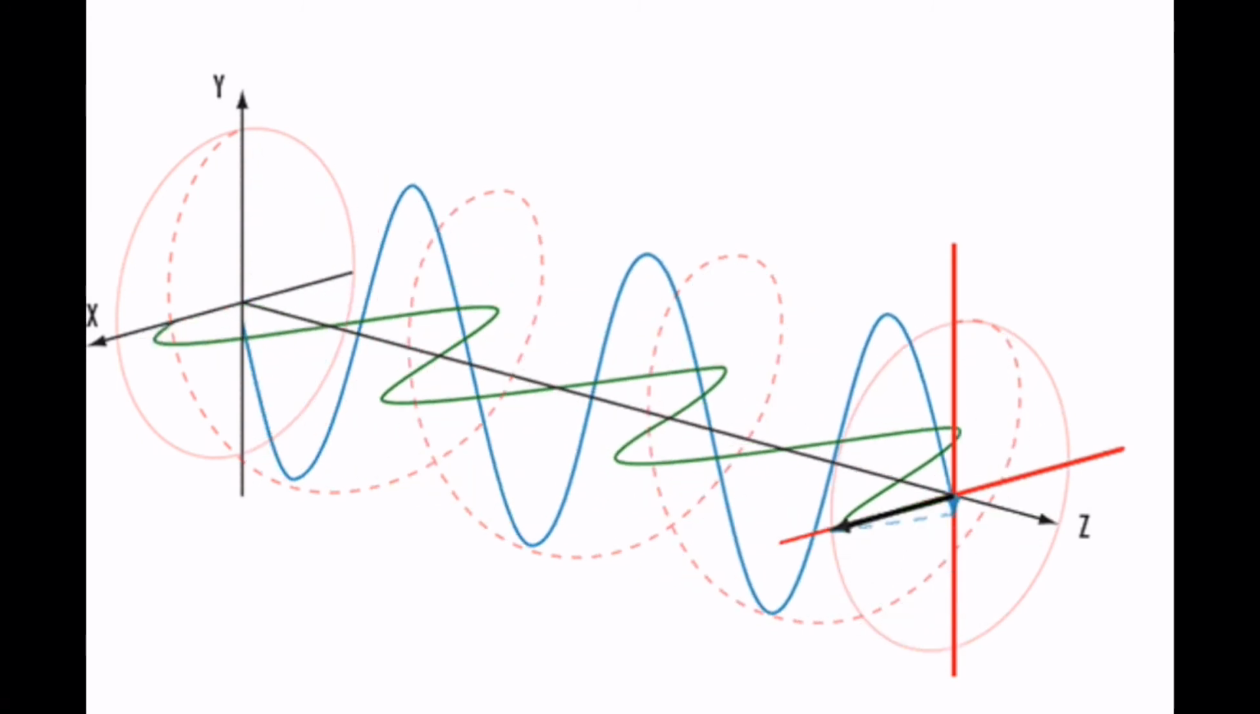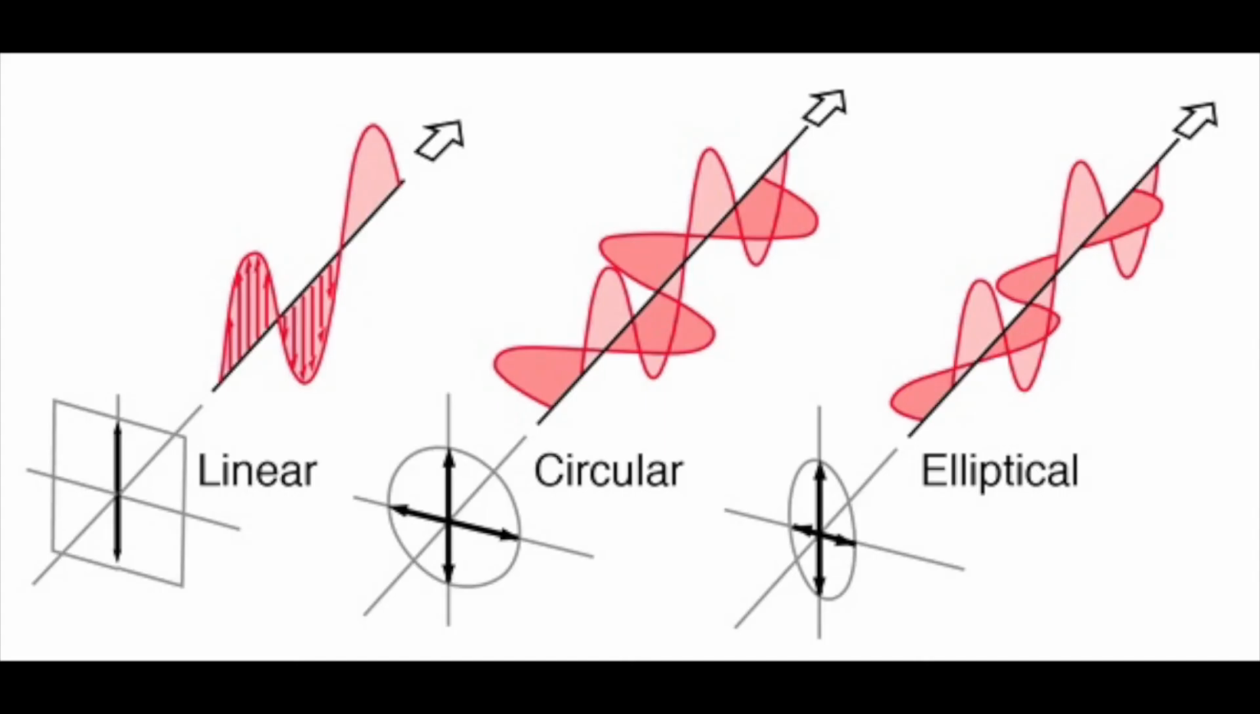There is also elliptically polarized light, where the light forms the shape of an ellipse rather than a circle. In elliptically polarized light, the amplitudes of the two waves are not equal.